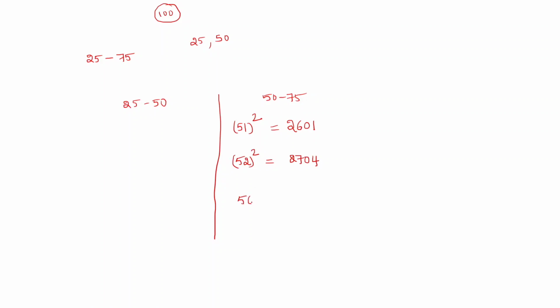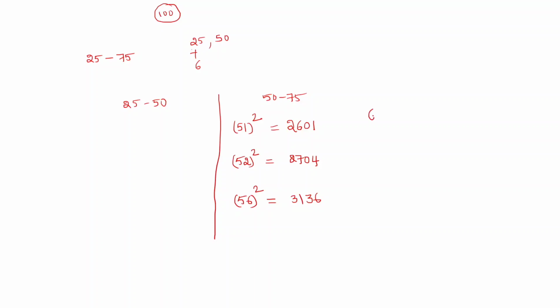Similarly, if we take 56 square, then 56 minus 50, what is the value? 6. 6 square, 36 we will write here. 56 is 6 more than 50. We should add that 6 to 25. 25 plus 6, 31. We should write 31 here.